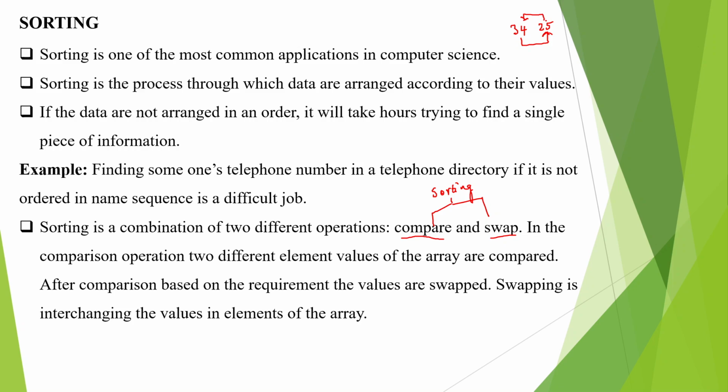So that is what now. Sorting is a combination of two different operations, that is nothing but compare and swap. In compare, we compare two different values of the array, and in swapping, based on the comparison done, if they are not in their proper order, we'll try to swap them. Okay, so hope you understand.